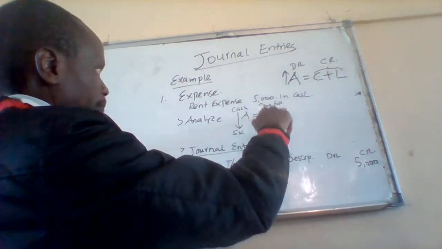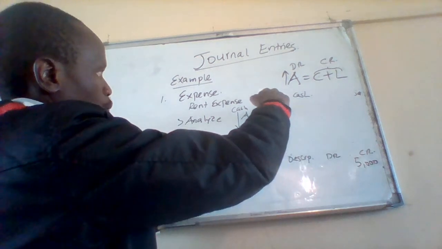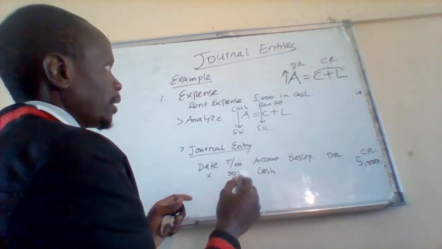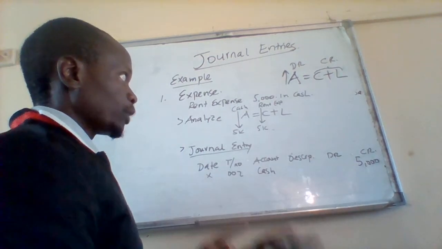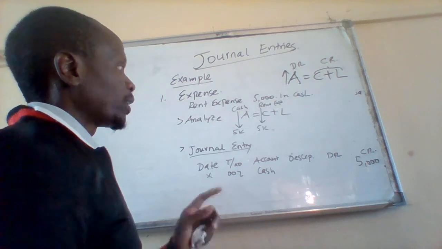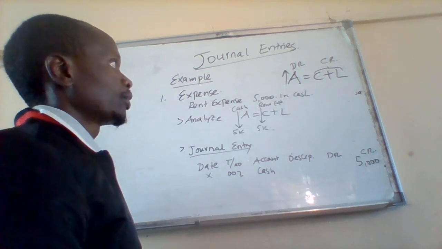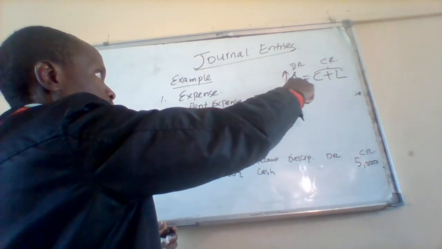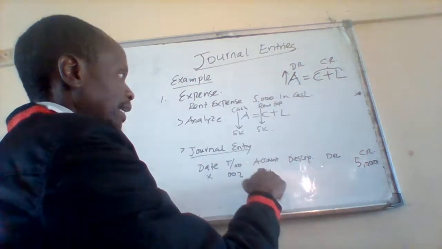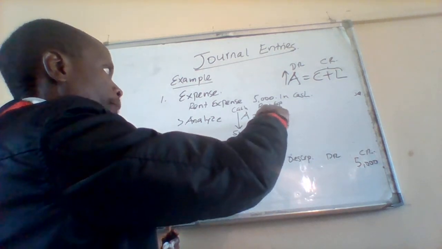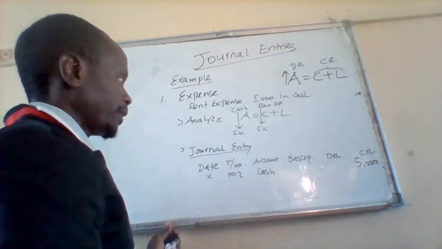And the rent expense has made capital go down. So when capital goes down, now we debit. But we don't debit capital account, we debit rent expense account. So get that one very clearly. We debit the specific account, not the accounting element. Like in this case, we didn't debit asset account, we debited cash account. So in this case, we don't debit capital account, we debit rent expense account.